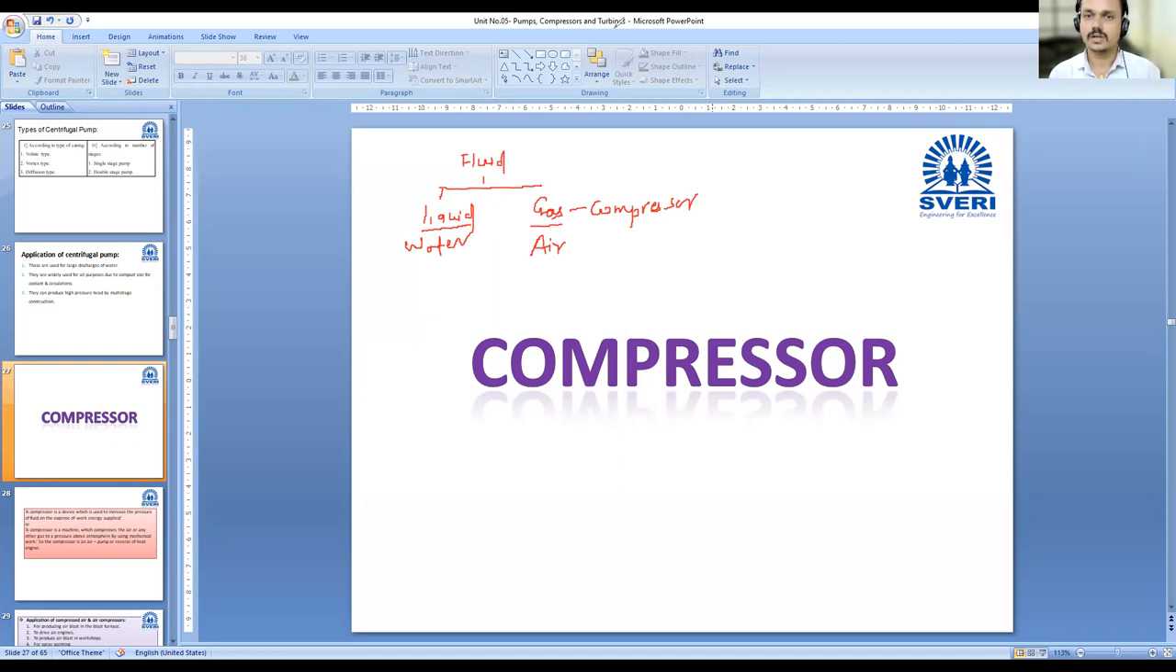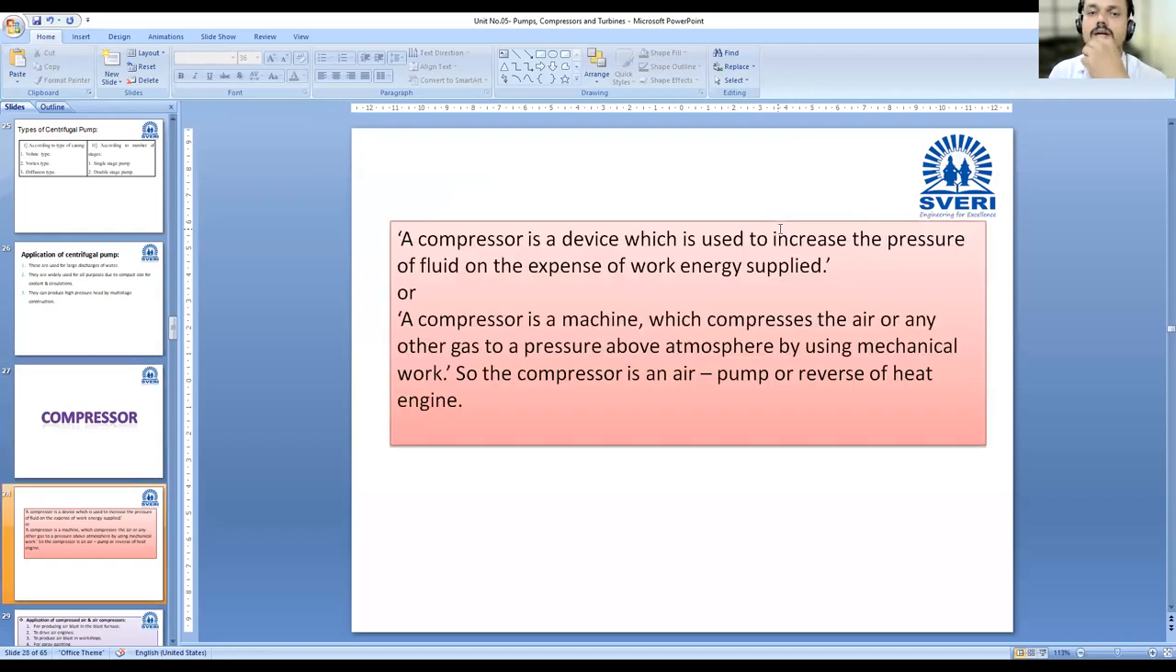Yes, sir. Okay, so what is the function of a compressor? The function of a compressor is to compress the air. See here, a compressor is a device which is used to increase the pressure of a fluid at the expense of work energy supplied. It means if we supply work energy, what will the compressor do? It increases the pressure of a fluid. Here fluid means air or gases.